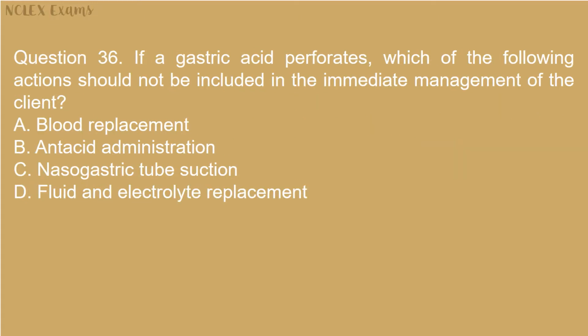Question 36. If a gastric ulcer perforates, which of the following actions should not be included in the immediate management of the client? A. Blood replacement. B. Antacid administration. C. Nasogastric tube suction. D. Fluid and electrolyte replacement.